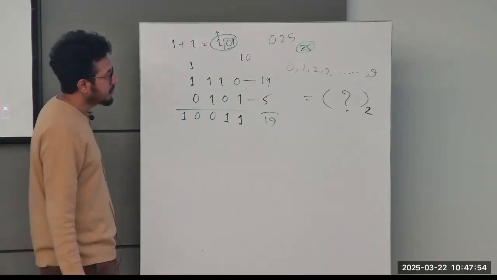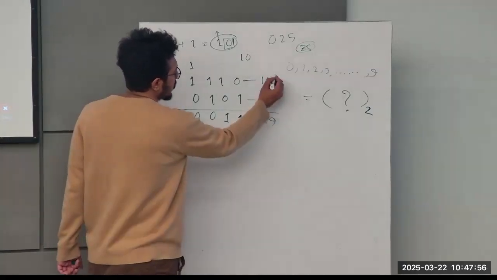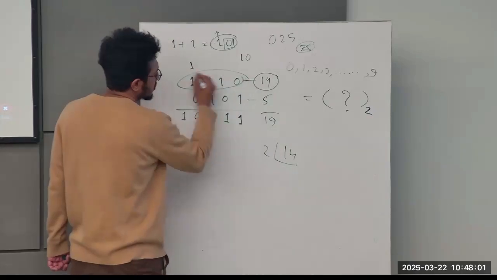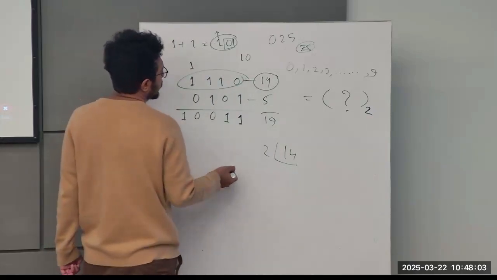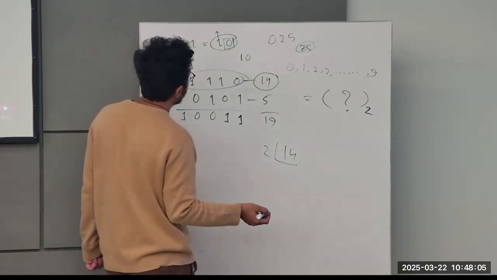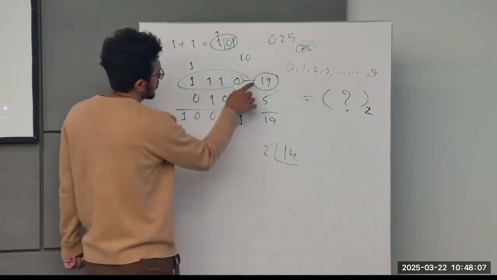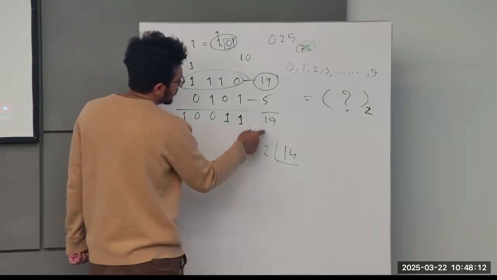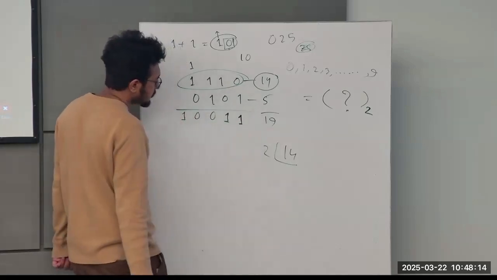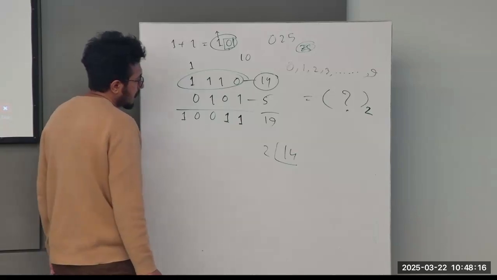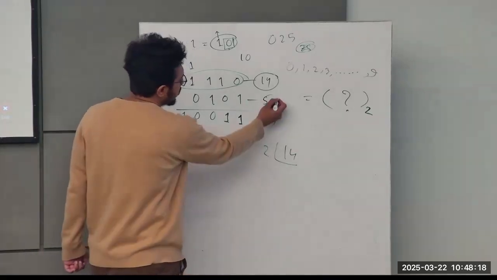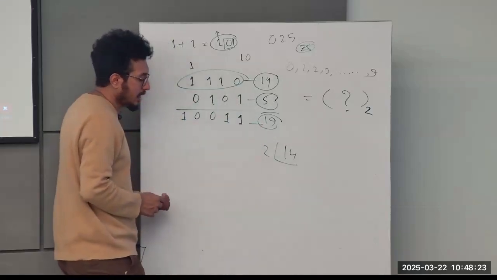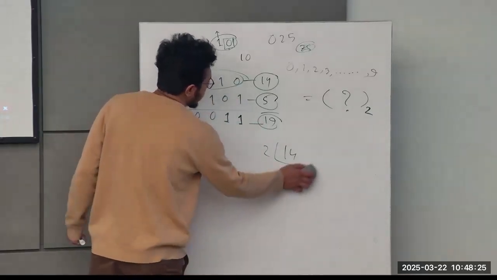If you have any doubt, you can just go ahead and convert this 14 to binary. You will get this. And is it 14? Yes, it's 8, 4, 2. Yeah. So it's 5, so it's basically 19. So you can convert these to binary and see if these represent these numbers. So this is how we actually add in binary.